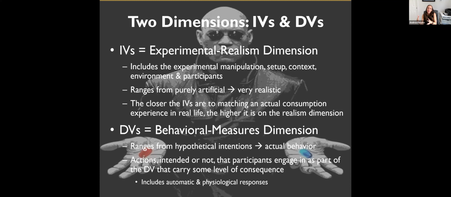But anything that has some sort of consequence for participants, we kind of put in this behavior category. But again, it's a continuum. And so you can have, based on these two different dimensions, experimental realism and behavioral versus just measures, different levels of realism on either of these dimensions. And you can think of them as quadrants. So high and high, low and low, and then the mix in between.